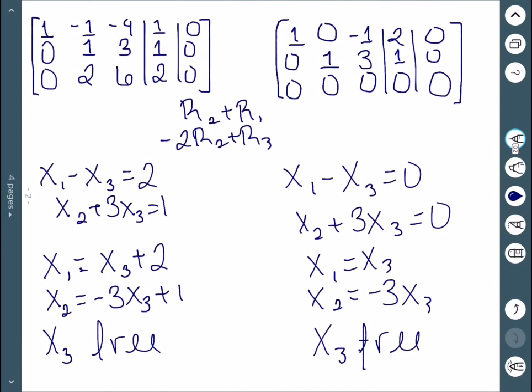So you can see that these are kind of related. If I look at my non-homogeneous system, it has this extra plus 2 and plus 1 that's not over here on the homogeneous system. But other than that, they are the same. And this is how they're related.